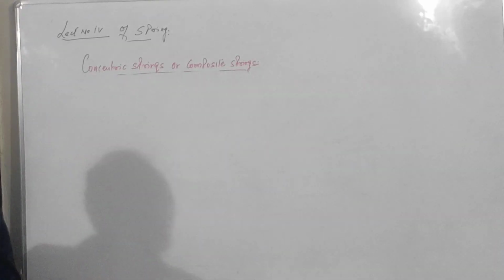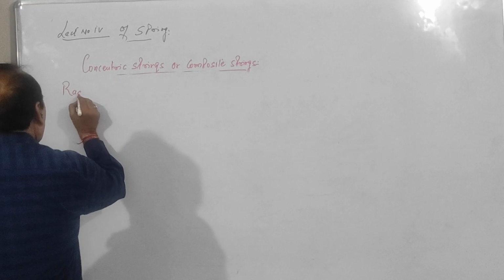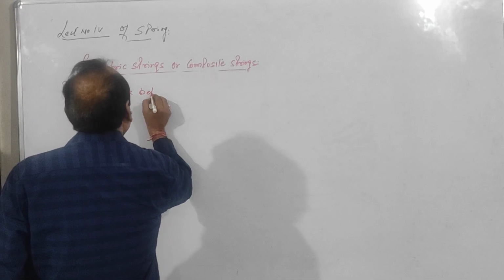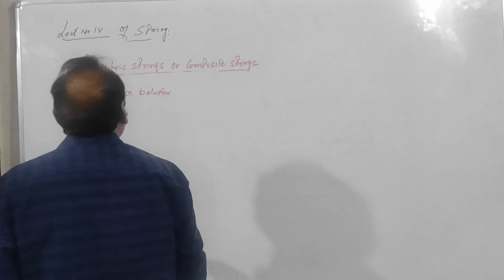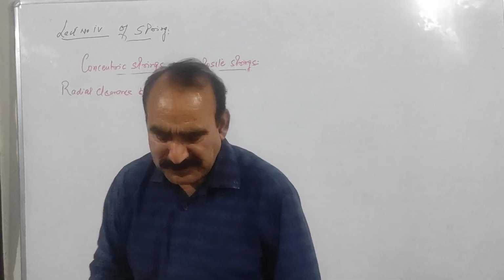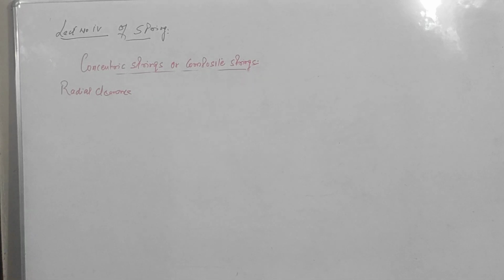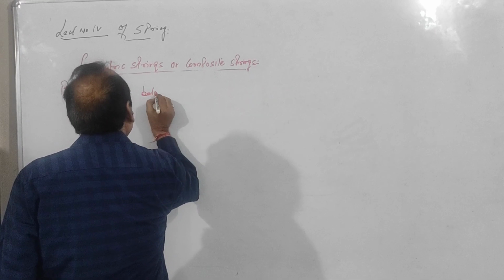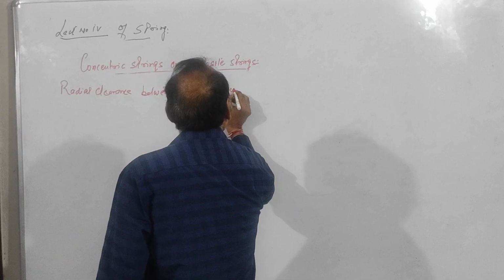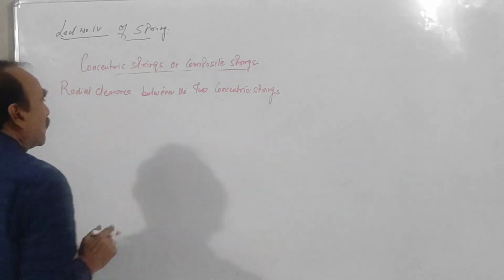Now next one, radial clearance between the two concentric springs, right? तो देखिए मैंने जैसे आपको बताया था concentric springs क्या है.